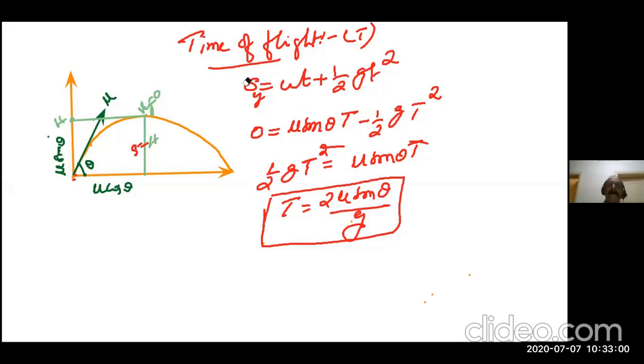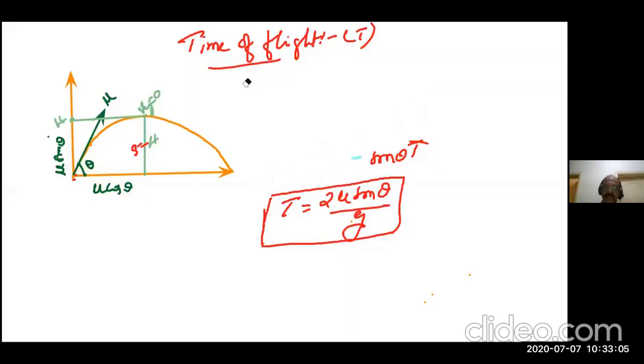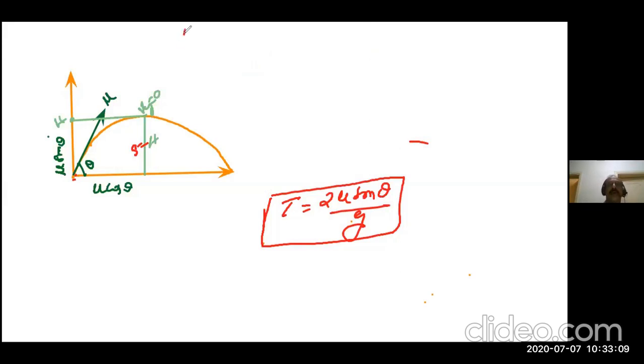Horizontal range, R. Next derivation: horizontal range of a projectile. Very clearly, horizontal range means every 1 second it goes horizontally, but that motion is not accelerated motion.